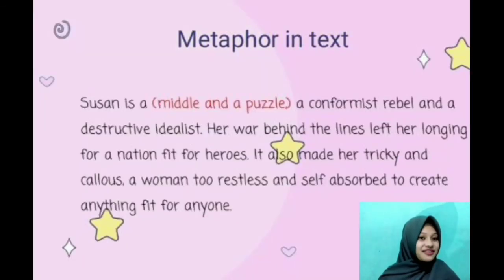Susan is a muddle and a fragile, a conformist rebel and a disruptive idealist. Her war behind the lines left her longing for a nation fit for heroes. It also made her tricky and curious, a woman too restless and self-absorbed to create anything fair for anyone. A muddle and a puzzle in text is a metaphor in text.